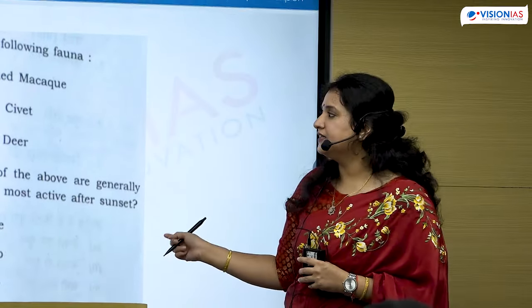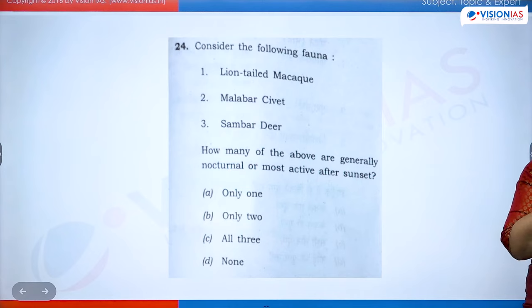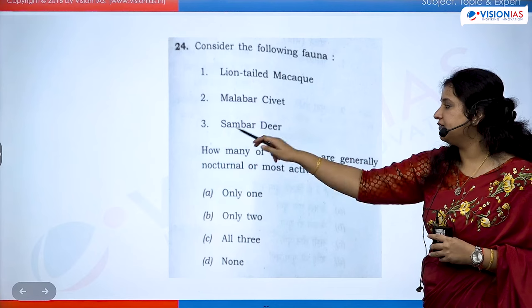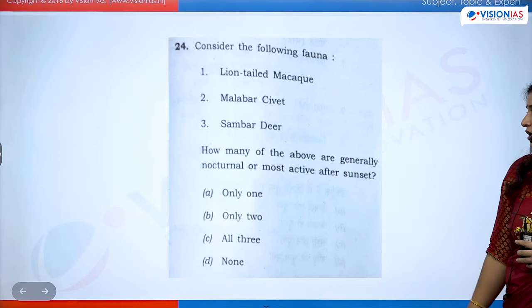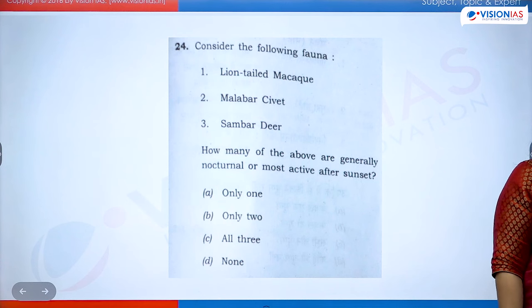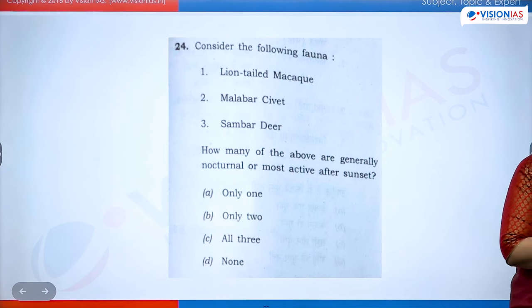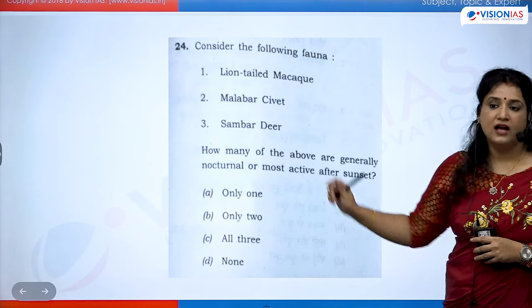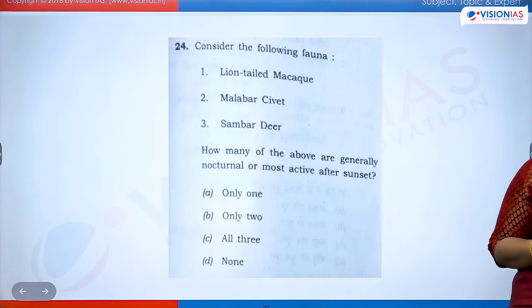ठीक है? Anyway, this is also another question UPSC asked this year. Lion tailed macaque, Malabar civet, sambar deer. How many of the above are generally nocturnal or most active after sunset? इनके बारे में पता है? इनकी शक्लें पता है? देखो, बायोडाइवर्सिटी नाम पढ़ के कभी याद नहीं होगी.